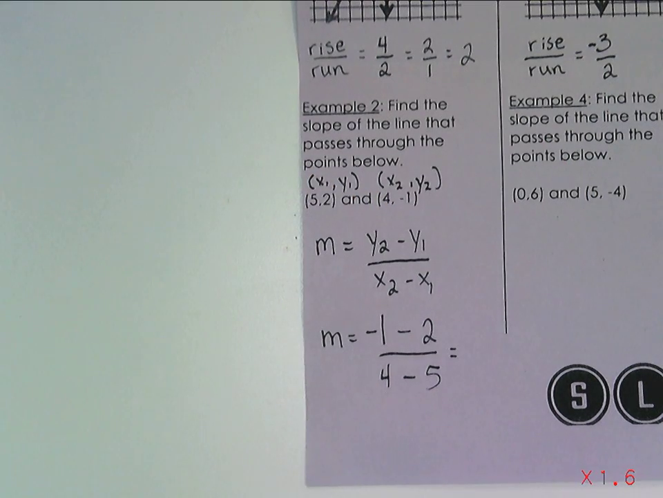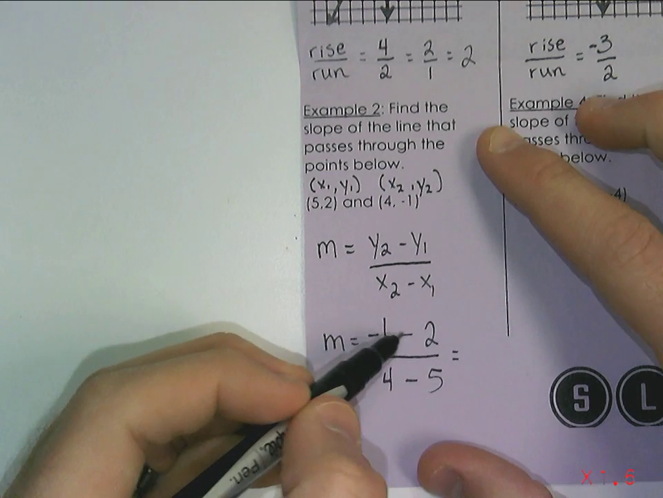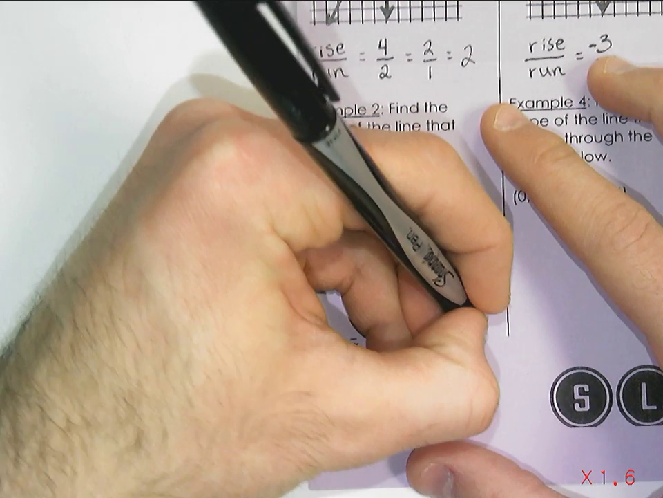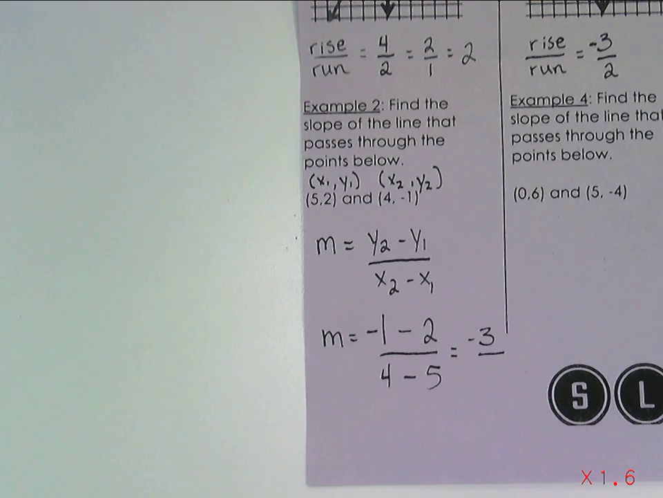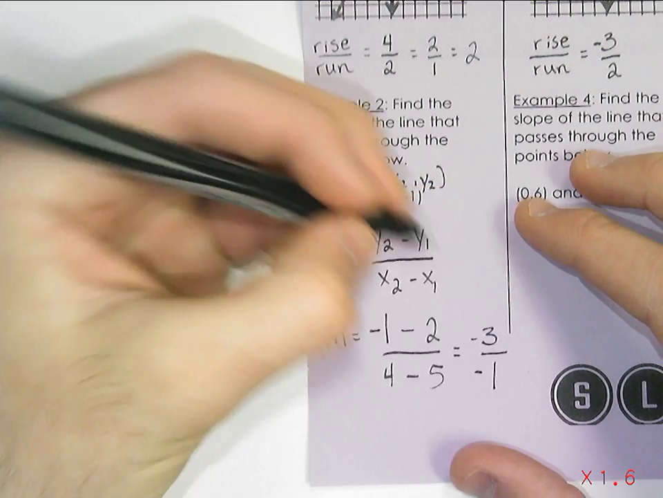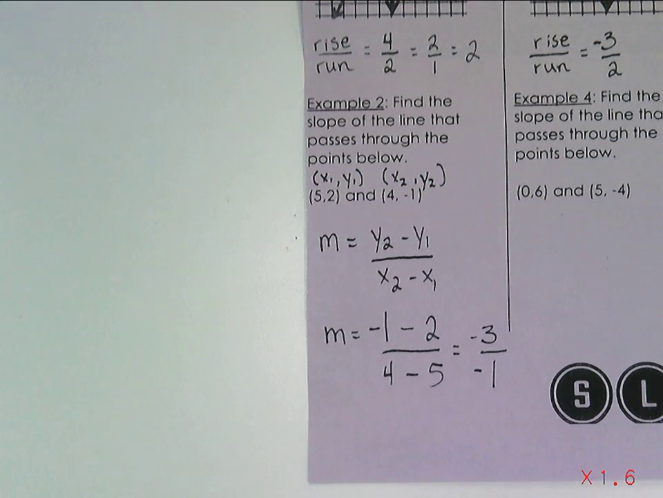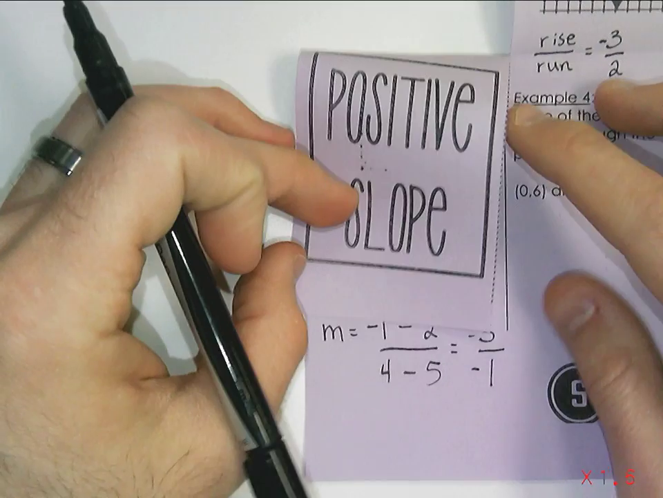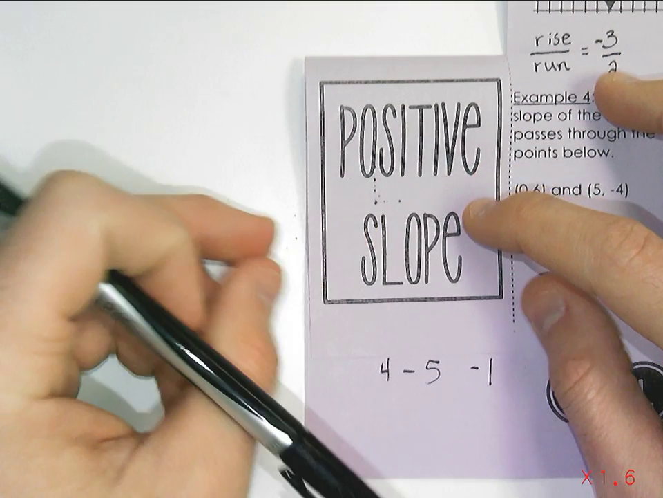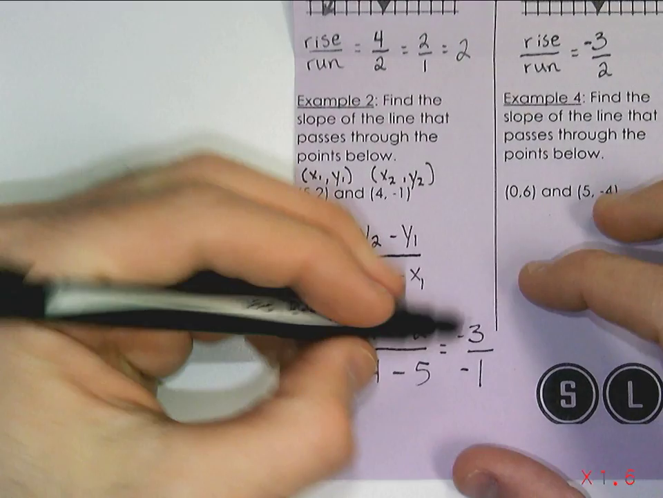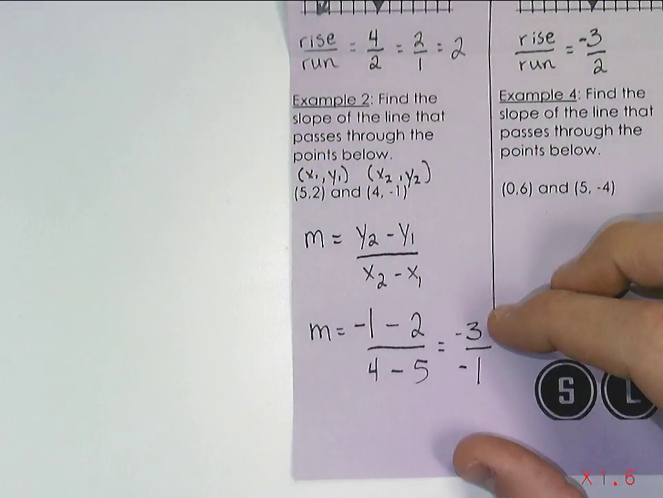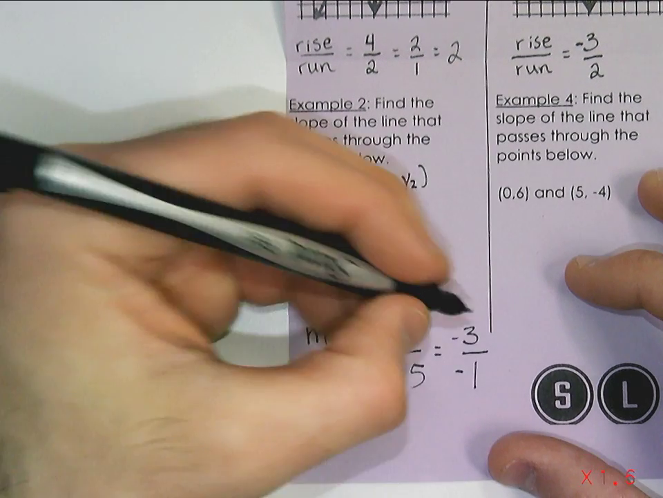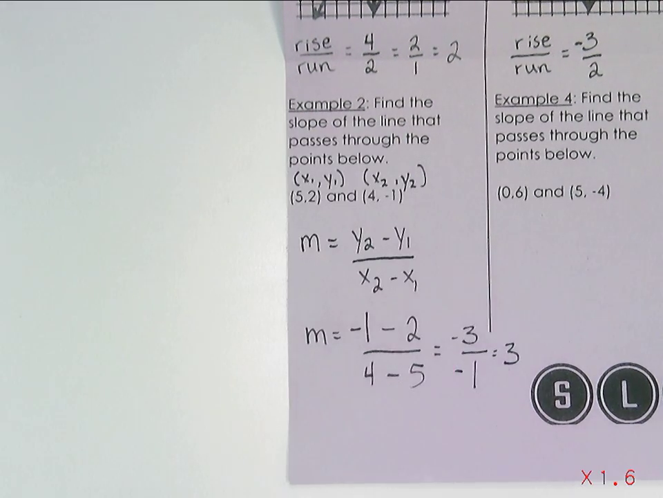Now here's where your integer operations come back in. Like I said, these don't go away, so we need to pay attention to these. Negative 1 minus 2 would be negative 3, and 4 minus 5 would be negative 1. Now we need to make sure that these are reduced completely, and this still falls under the positive slope side. So we're going to want to make sure that our answer is positive. So a negative divided by a negative would be a positive, and a 3 over 1 is just going to be 3. So our slope in this case is 3.